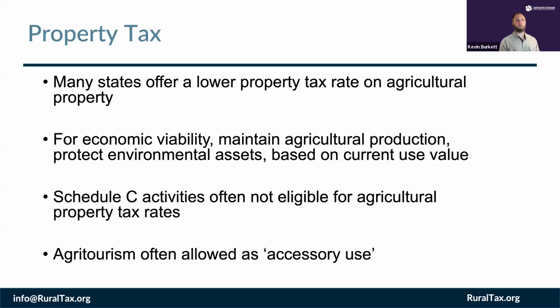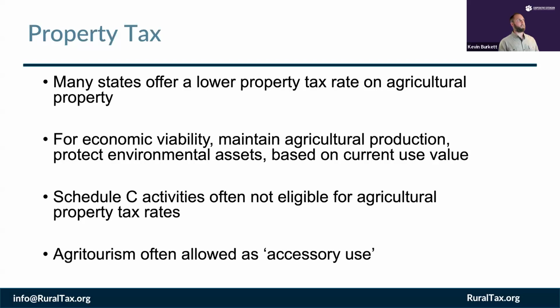So many states offer a lower property tax rate on agricultural property, and its main purpose is for agricultural production. They want to sort of recognize the agricultural production in that area, and maybe encourage it. It provides some environmental protection. So there are different reasons why they might incentivize that. And those tourism activities are not really based on farm production, and so they're often not able to have those same favorable property tax rates, if such a thing exists.